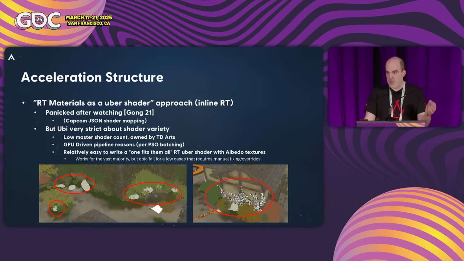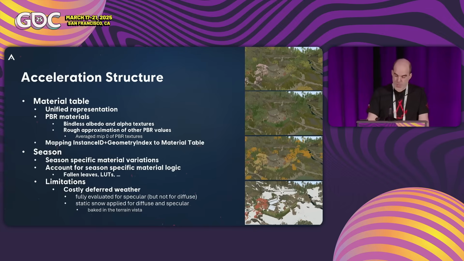We can override anything in the BVH, LOD meshes, material attributes, shaders, everything. So as I said before, we use a unified representation of materials. They are stored inside a material table that we access with the hit geometry ID at hit time. And seasons are handled with a material variation in this table to account for fallen leaves, to not create too much occlusion, and also the use of lookup tables for leaf colors.